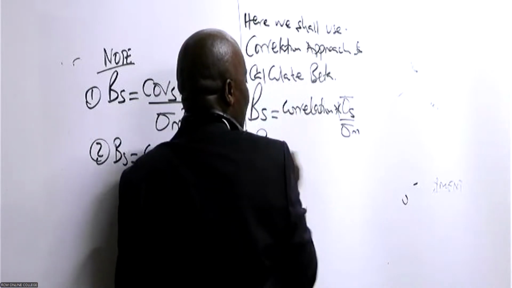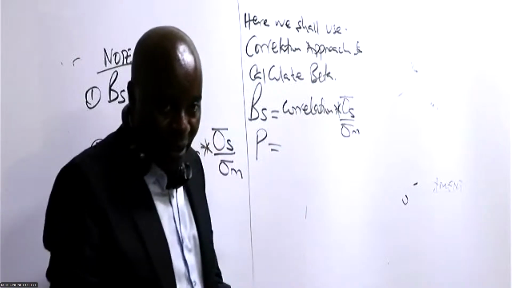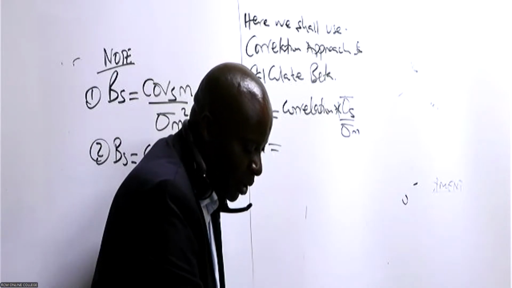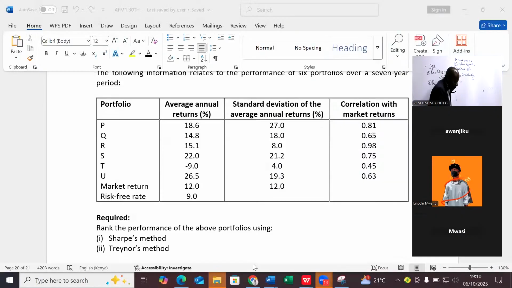So we start with P. Is there somebody who is able to see the correlation of P? Please talk to me. The correlation of P is 0.81. Are you able to see the standard deviation of security P? What is the standard deviation of security P? 27, isn't it? 27. So is there somebody who is able to see the standard deviation of the market?